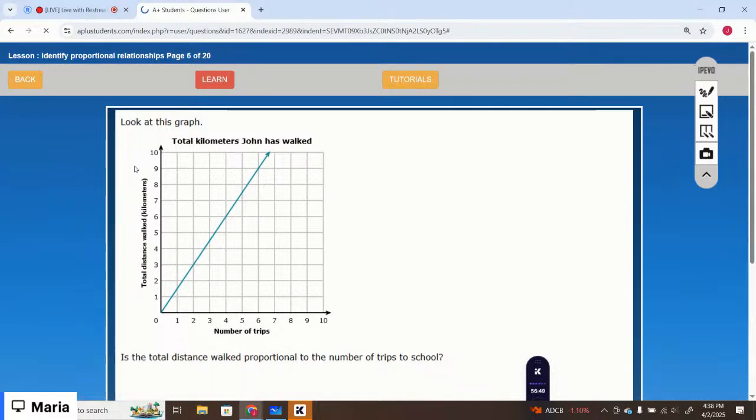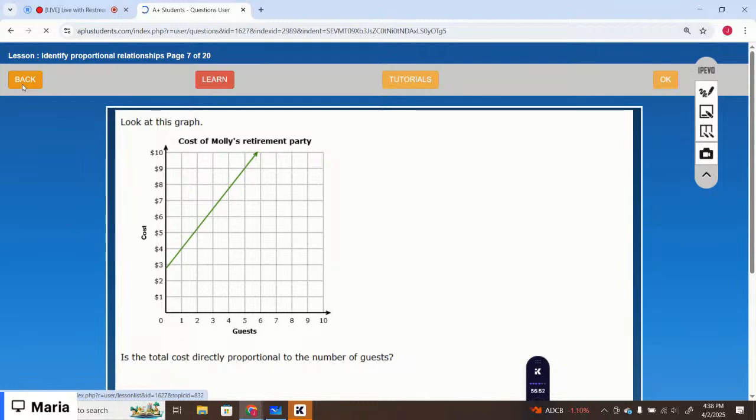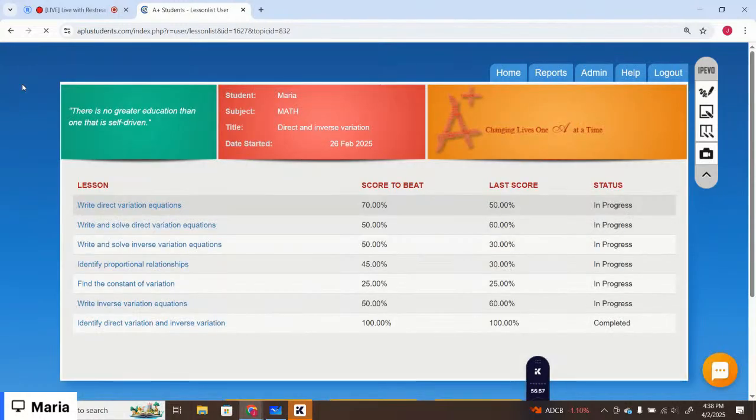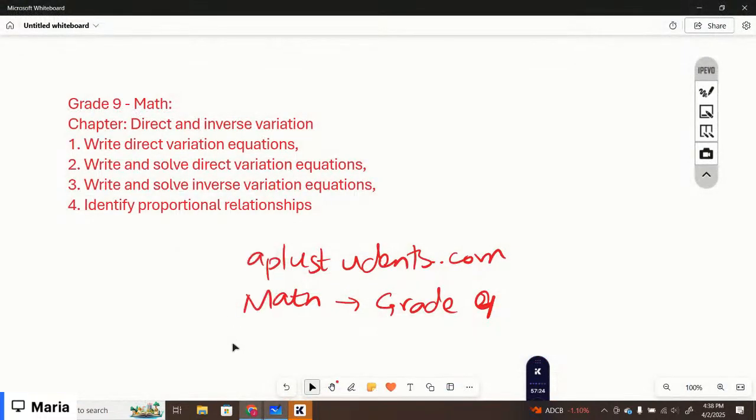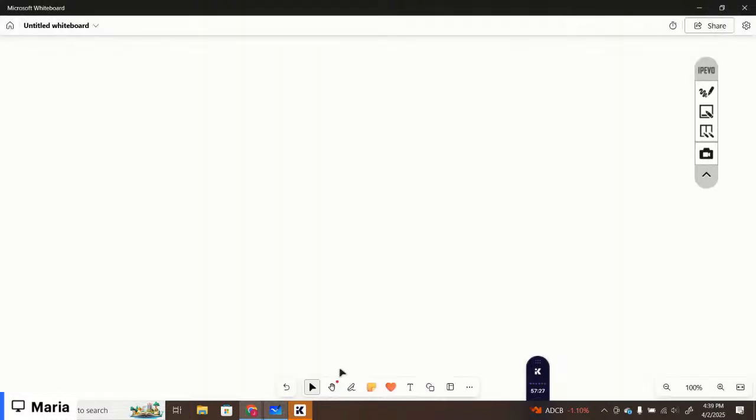Okay, you can complete the lesson by yourself today. So we were working on grade 9 math. The chapter we're working on is write direct variation equations, write and solve direct variation equations, write and solve inverse variation equations, identify proportional relationships. So please make sure before the next session you complete all the practice questions for the lesson. That is your homework until next session.